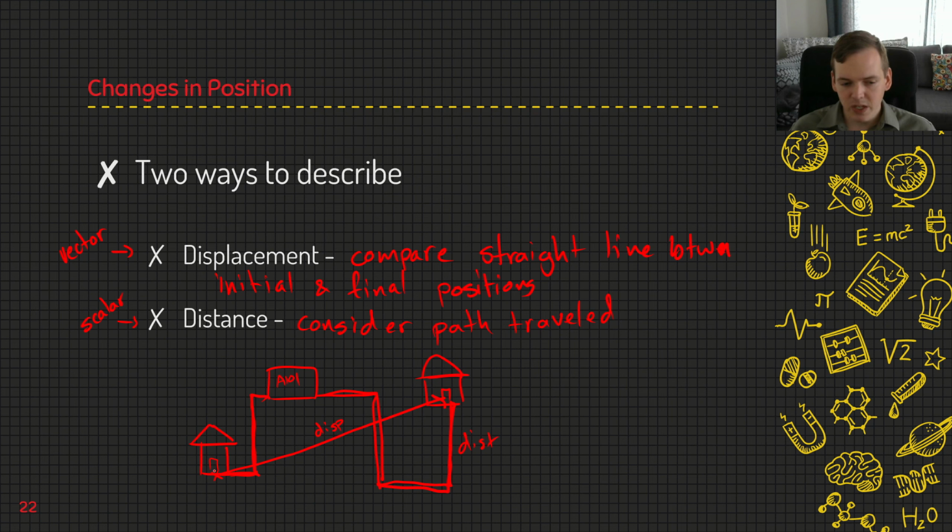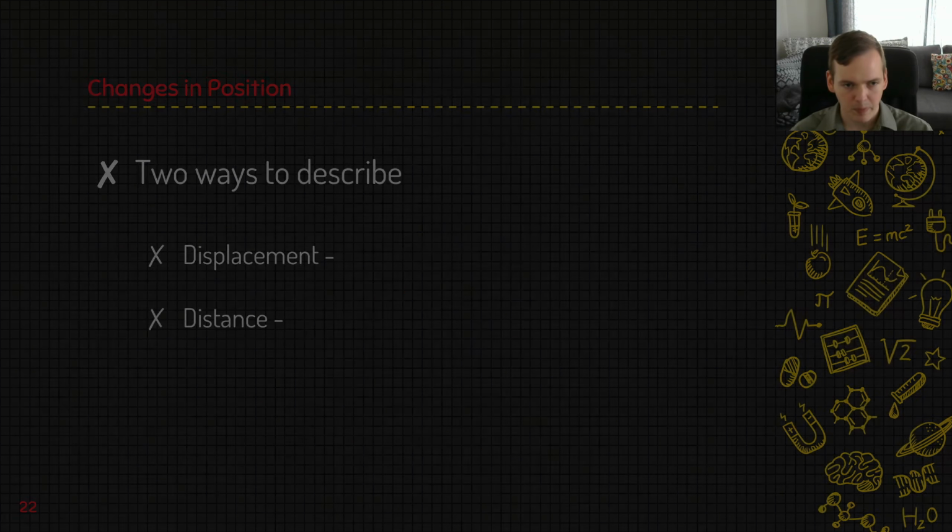If in the same situation you went to your friend's house and came home, your displacement would be 0 because you're in the same place you started, but your distance would be however far it took you to get to your friend's house plus however far it took you to get back.